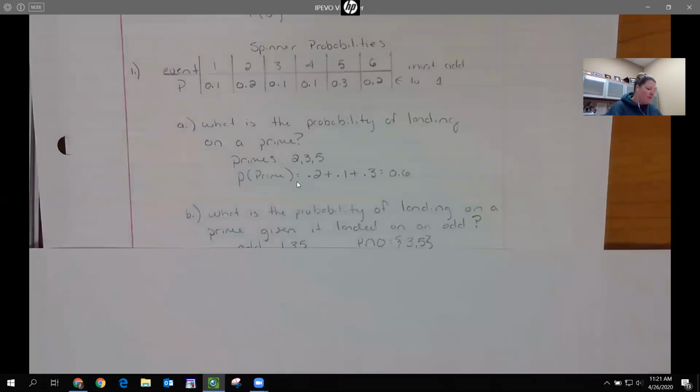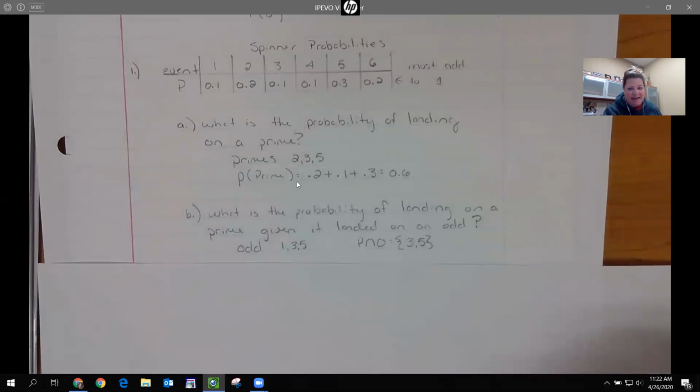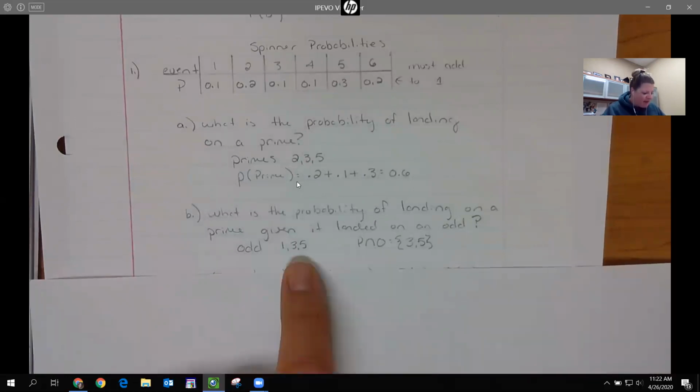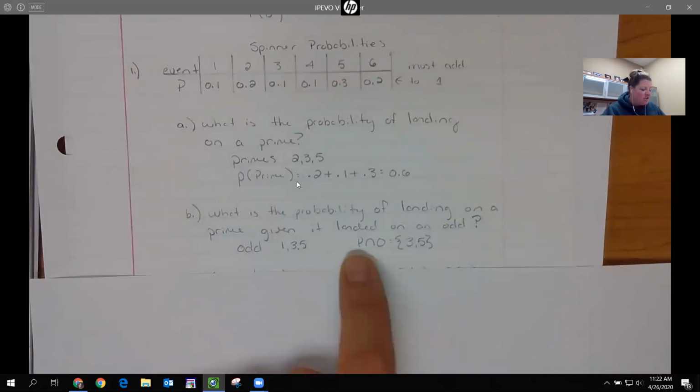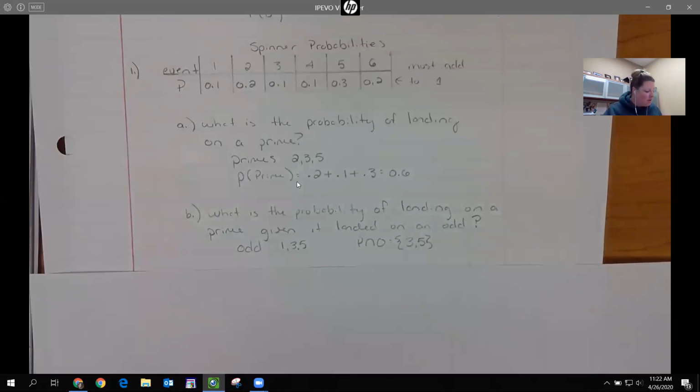But what is the probability of landing on a prime given it landed on an odd? So what's the second one? Odd. So we're going to do the intersection divided by the probability of the odd. Odds are 1, 3, and 5. And the intersection of the two is 3 and 5. So the numbers that are both prime and odd are 3 and 5.